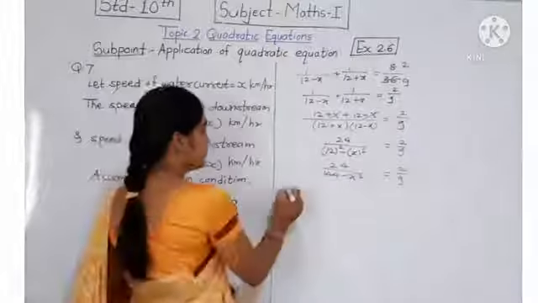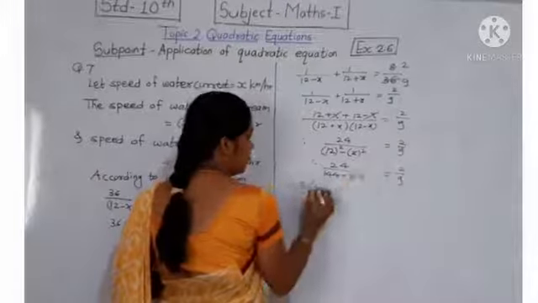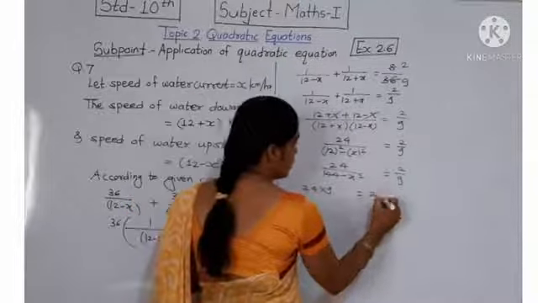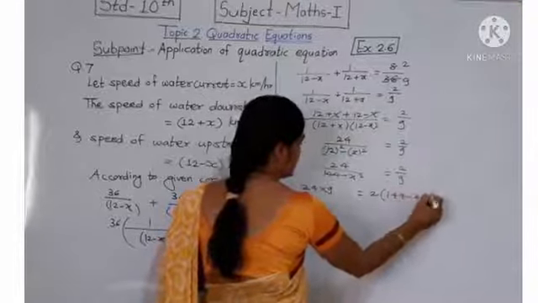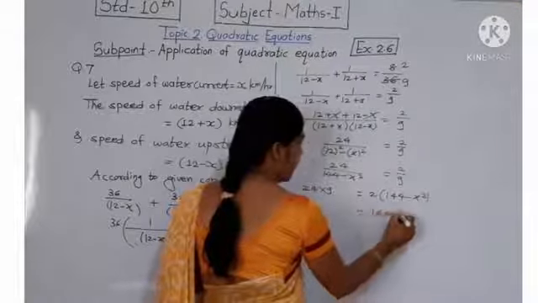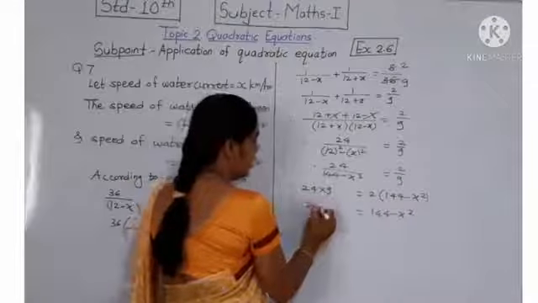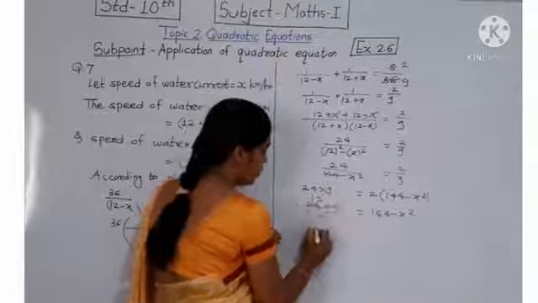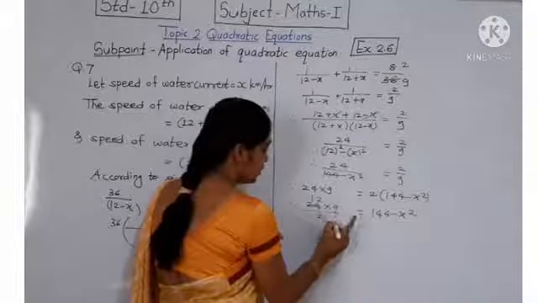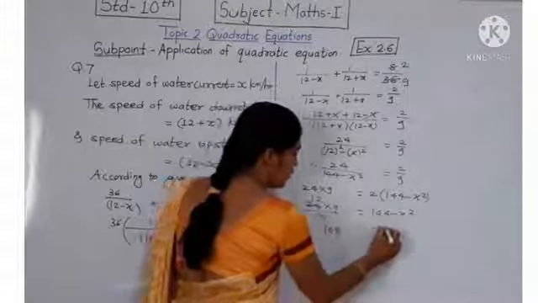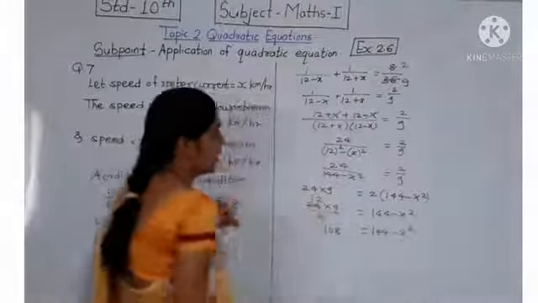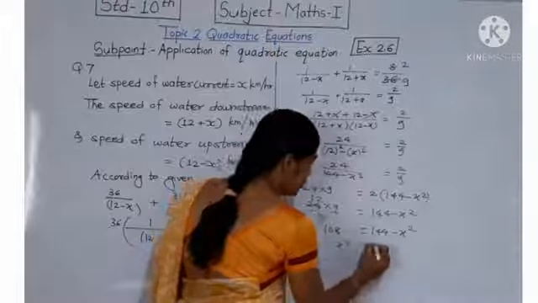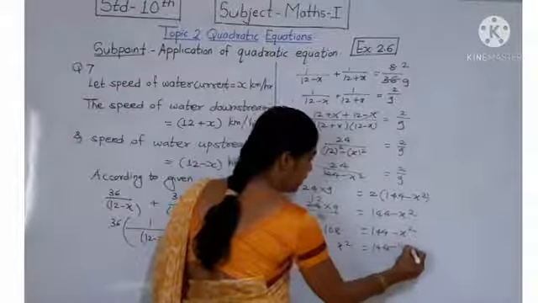Now we cross multiply. 24 into 9 is equal to 2 into 144 minus x square. So 144 minus x square is equal to 24 into 9. Here multiply becomes divided. So 12 nines are 108 is equal to 144 minus x square. Now take x square here: x square is equal to 144 minus 108.